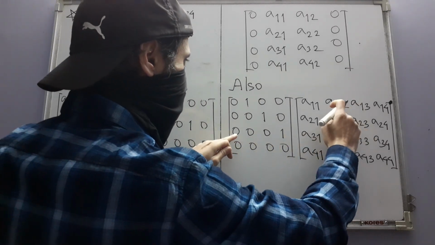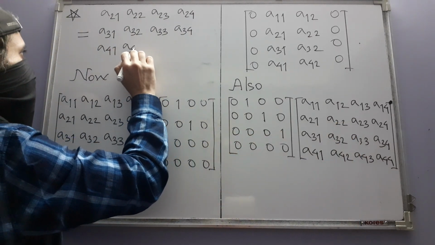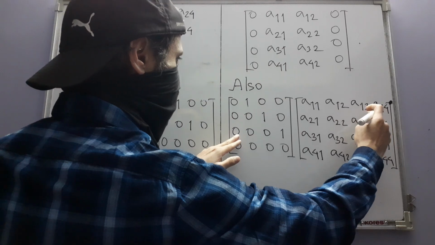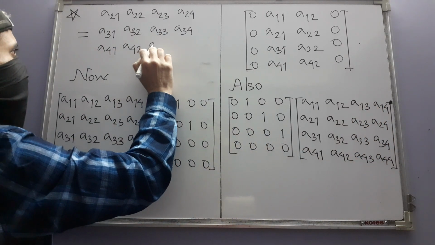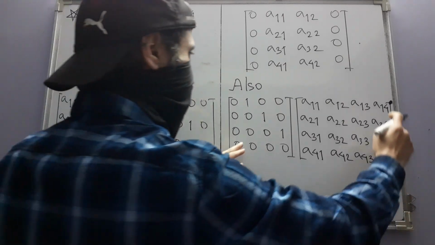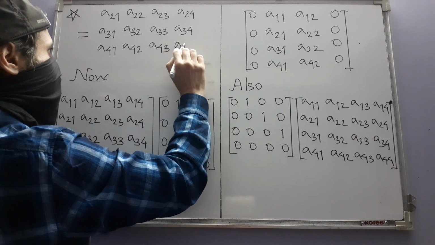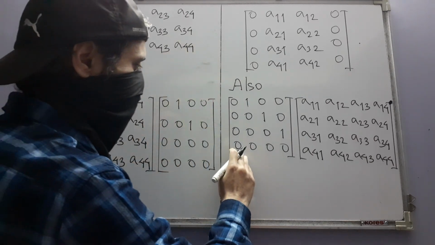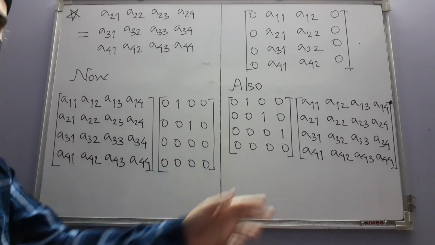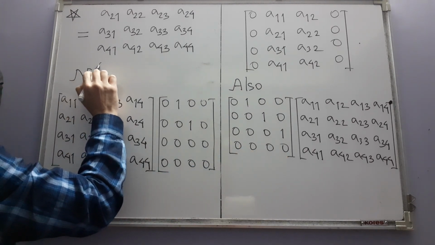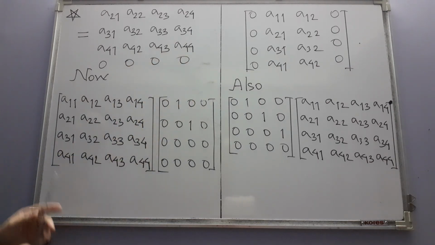Like that, 0, 0, 0, A42. 0, 0, 0, A43. And finally 0, 0, 0, A44. And when you use the fourth row, everything will be 0 because everything is 0 in that row. So this is the matrix.